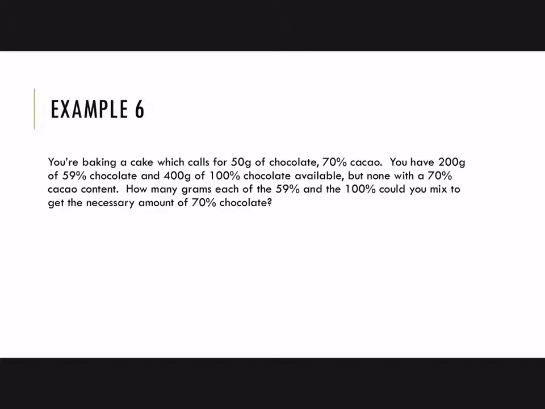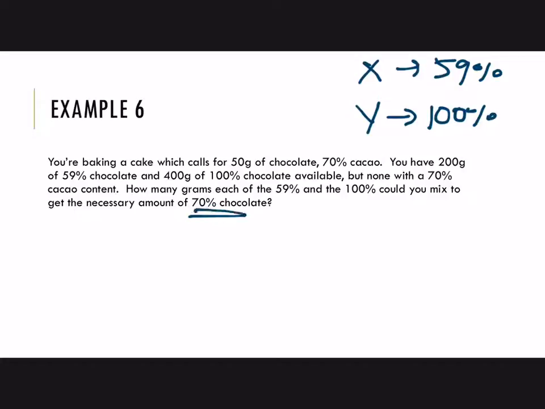So let's call these variables x and y, and I'll have x be the 59% chocolate bar and y be the unsweetened one, the 100% chocolate or cacao bar. And I'm going to mix the two to get an amount that's 70% chocolate. So how many grams of each? Let me record that here. This is grams of the 59% bar and grams of the 100% bar.